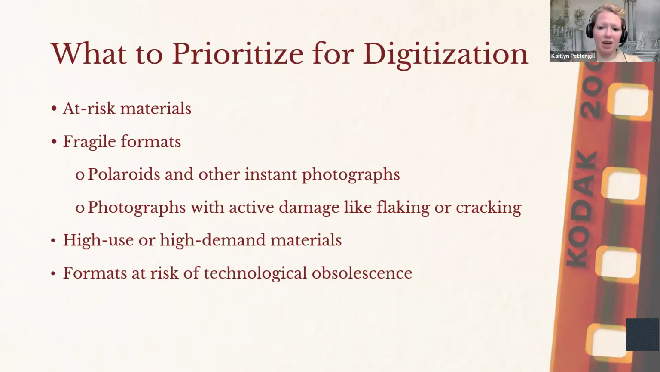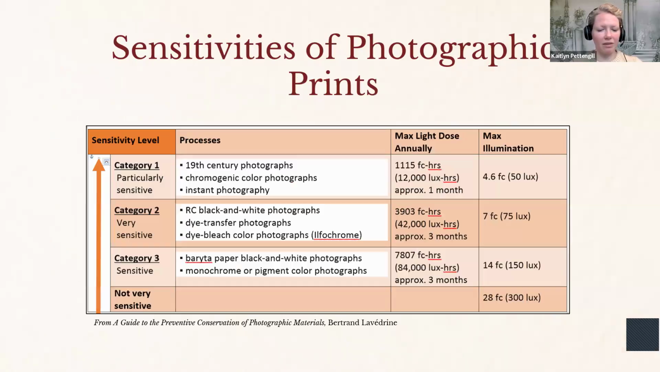I'd also put high use collections at the top of the list because if researchers are requesting the same materials really repeatedly, digitization can improve access while reducing the wear on the originals. You can keep them off show and just give the researchers a really good digital copy. So if you're not sure where to start, look for your materials that are the most vulnerable, the most heavily used, or would be the hardest to replace in some way. And these are your best candidates. Right, moving on to the final slide here.